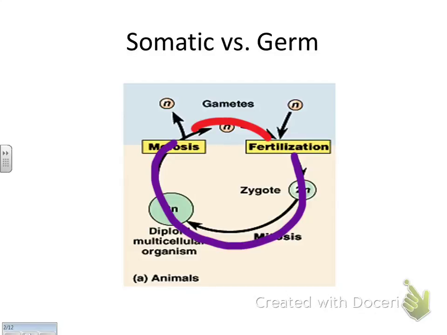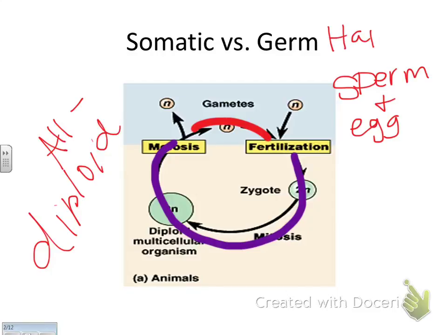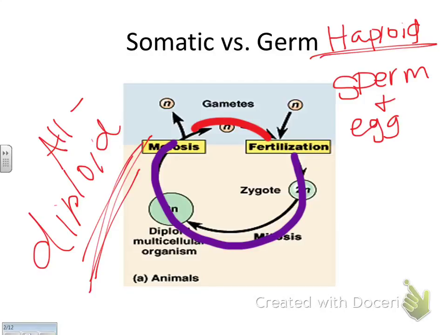Okay, all your cells are diploid cells, except sperm and egg. Sperm or egg, whichever one you have, are haploid. So skin cells are diploid, nerve cells diploid, fat cells diploid, blood cells diploid. The only ones that are haploid are the sperm and the egg.